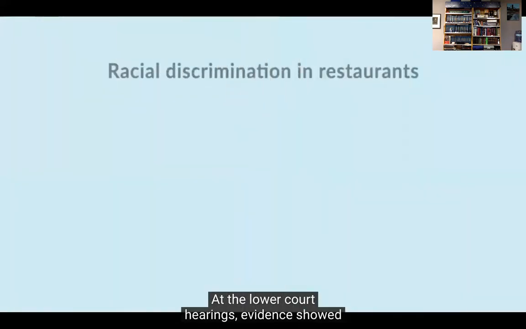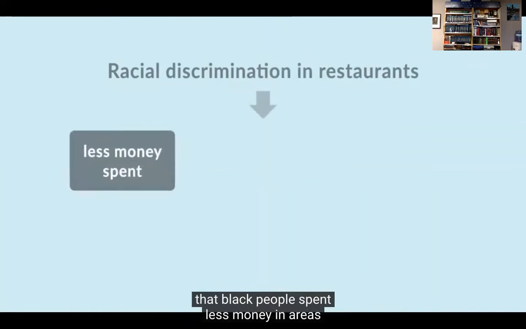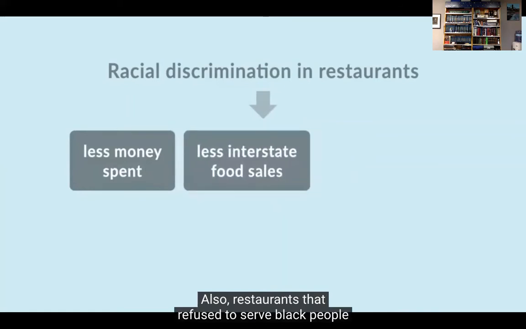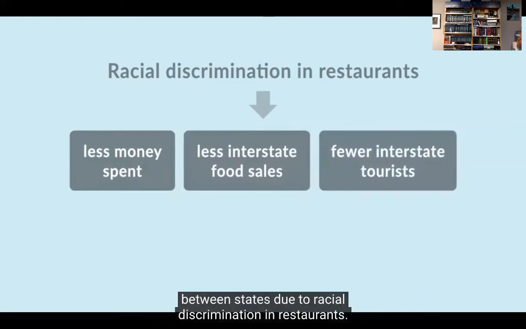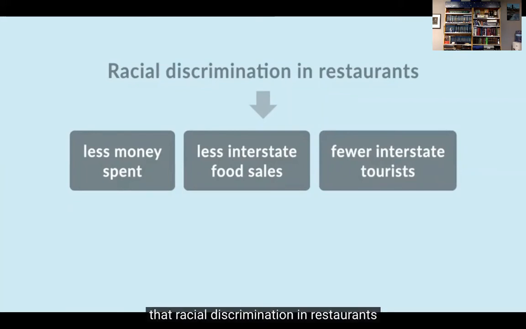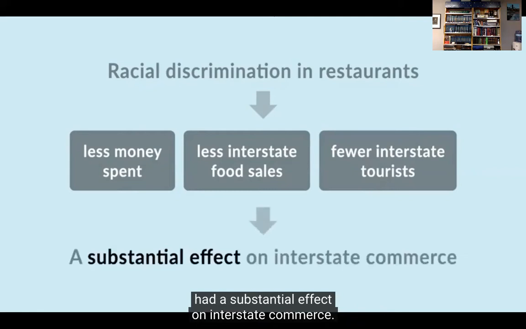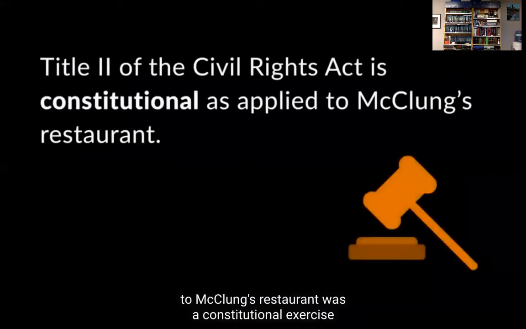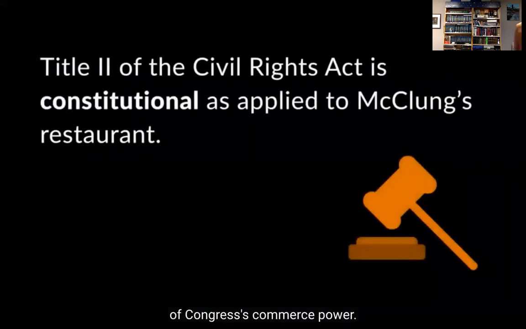At the lower court hearings, evidence showed that Black people spent less money in areas where racial discrimination was widely practiced. Also, restaurants that refused to serve Black people had fewer customers and thus bought and sold less food through interstate commerce. Finally, Black people were less likely to travel between states due to racial discrimination in restaurants. Therefore, based on this evidence, the court held that Congress had a rational basis for concluding that racial discrimination in restaurants had a substantial effect on interstate commerce. Title II of the Civil Rights Act, as applied to McClung's restaurant, was a constitutional exercise of Congress's commerce power. The district court's judgment was reversed.